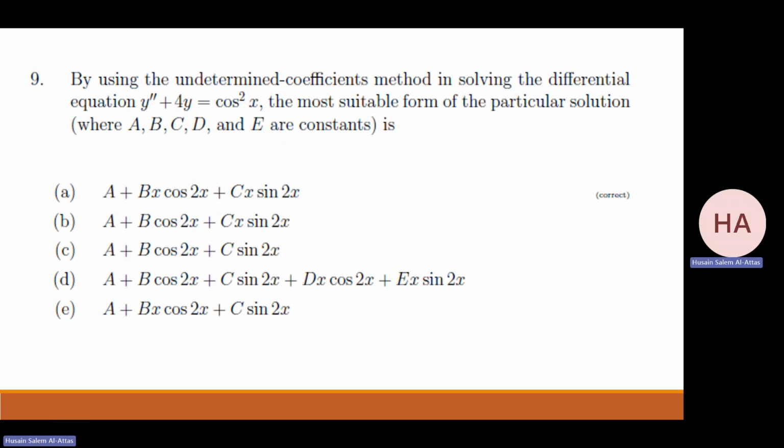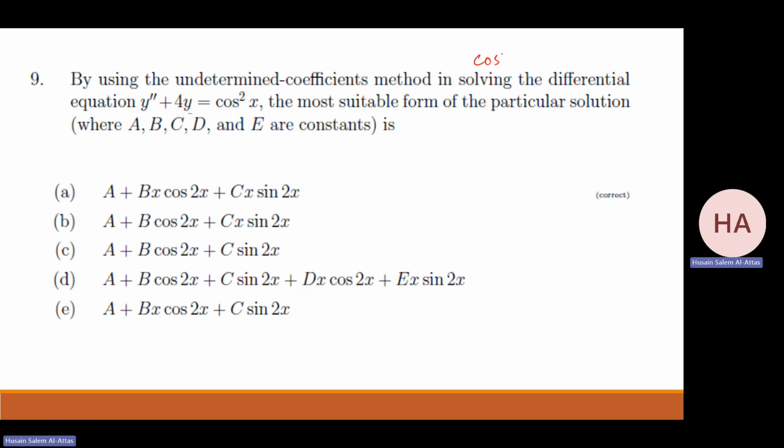I have this one. By using the undetermined coefficients, he gave me the method: y double prime plus 4y equals cosine square. We don't have cosine square in the list. We say the function should be a multiple of polynomials times exponential times cosine beta or sine beta. Be careful. This cosine square, I can do this trick.